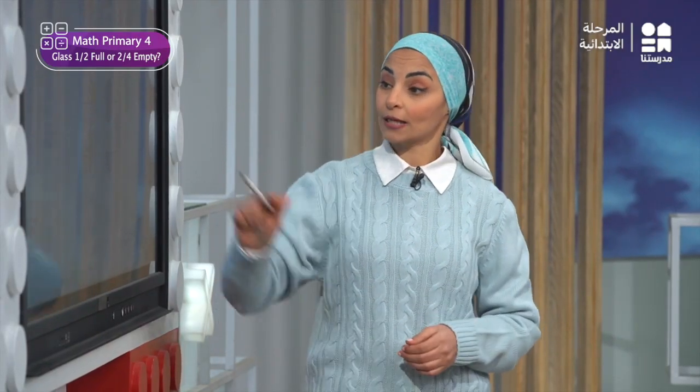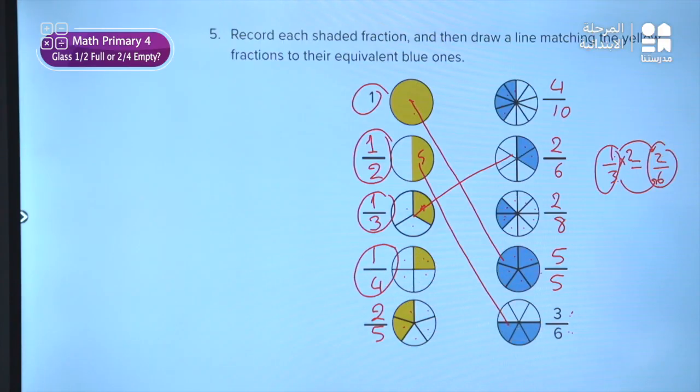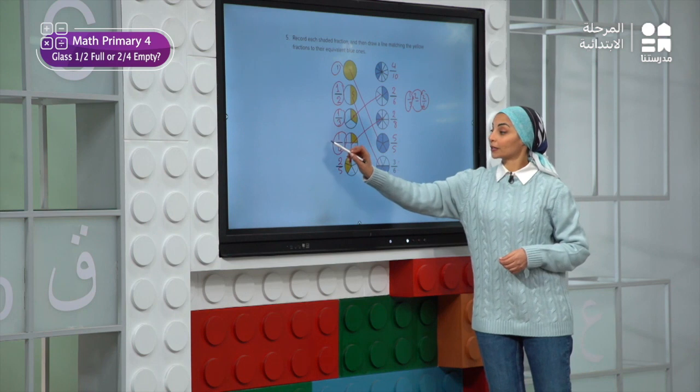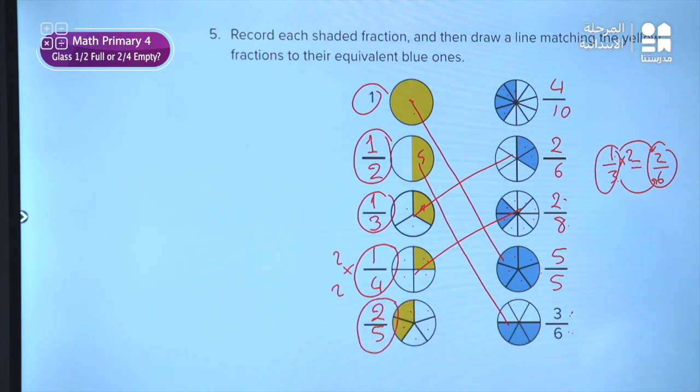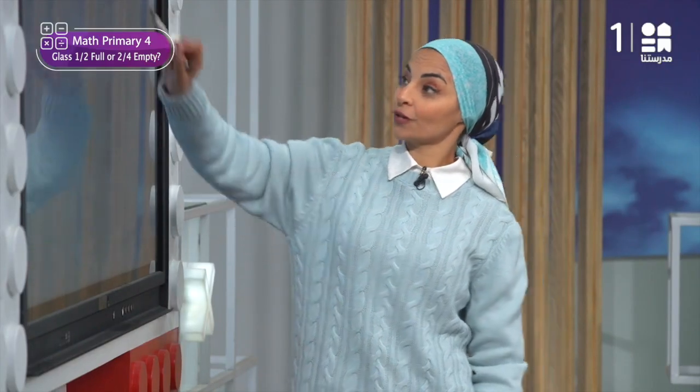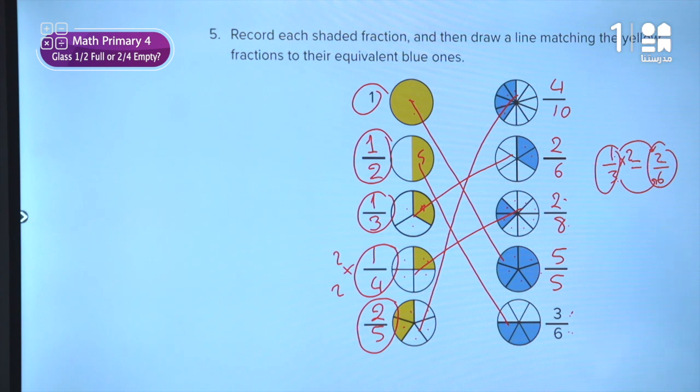In the visual models, we will find the fourth yellow model, which is 1 over 4. Which fraction is equivalent to this fraction? Yes, 1 over 4 is the same as 2 over 8. So I will match them. This means that if you multiply 1 over 4 by 2 up and down, it will give me 2 over 8. Now let's move to the last one, which is 2 over 5. Which fraction is equivalent to 2 over 5? Look, yes of course, 4 over 10 is equivalent to 2 over 5.